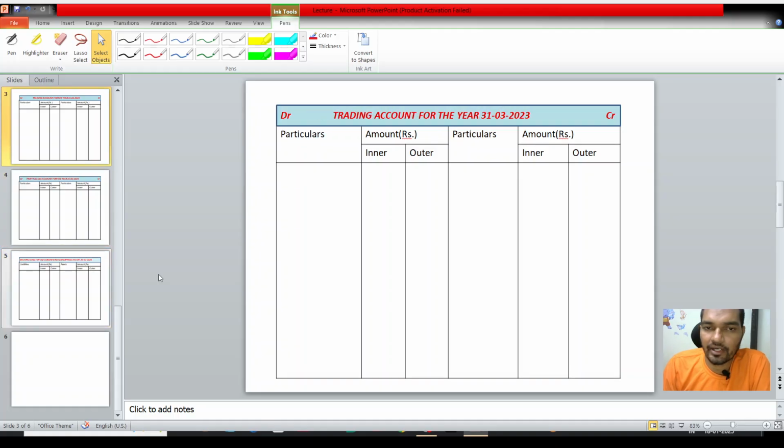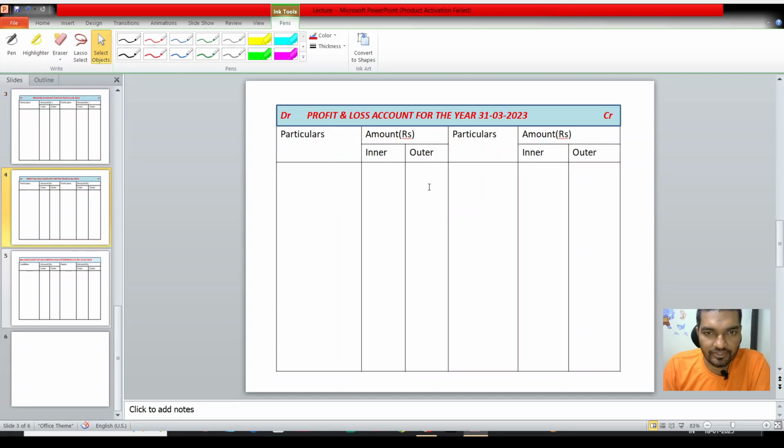If it is a trading account, we need to maintain the debit left hand side, credit right hand side. In the pro forma, I suggest everyone to maintain the inner column, both debit side as well as credit side, because final account sums usually have adjustments. All the adjustment items must be shown in the inner column. The final figure will be shown in the outer column. So I suggest everyone to maintain the inner column and outer column to avoid unnecessary scratches.